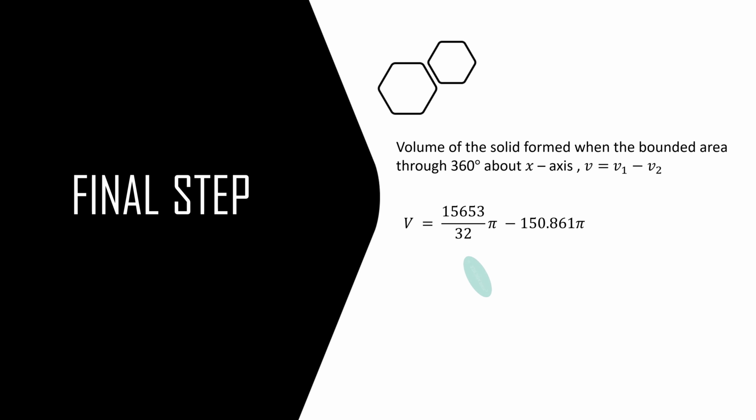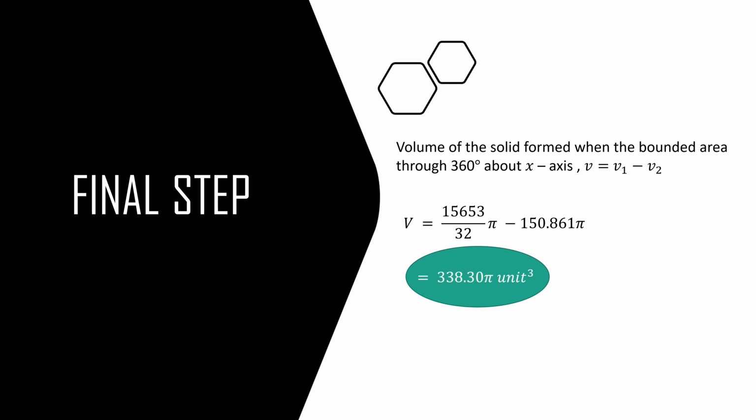So guys, since we obtained our answers for V1 and V2, now we can obtain the answer for our question, which is the volume of the solid formed when the bounded area is rotated through 360 degrees about the x-axis, using the formula V equals V1 minus V2.